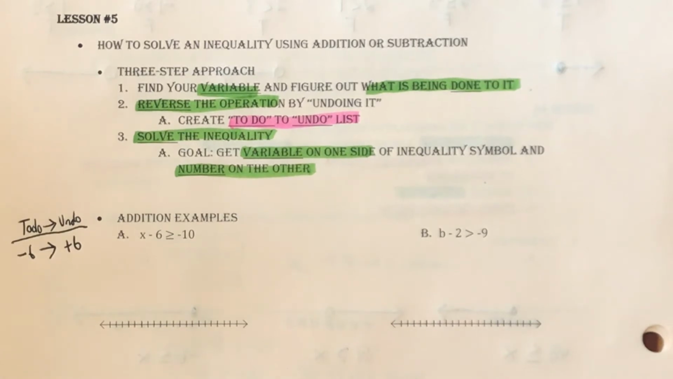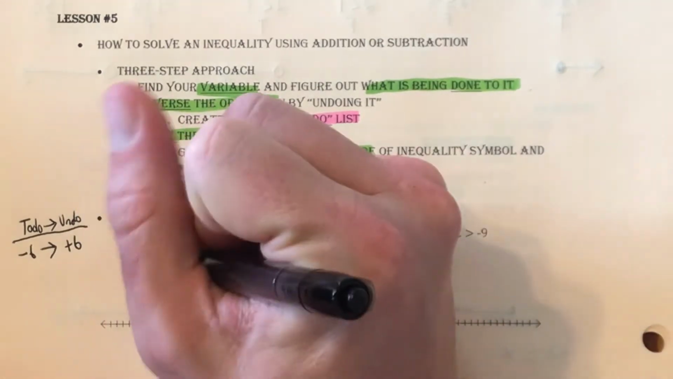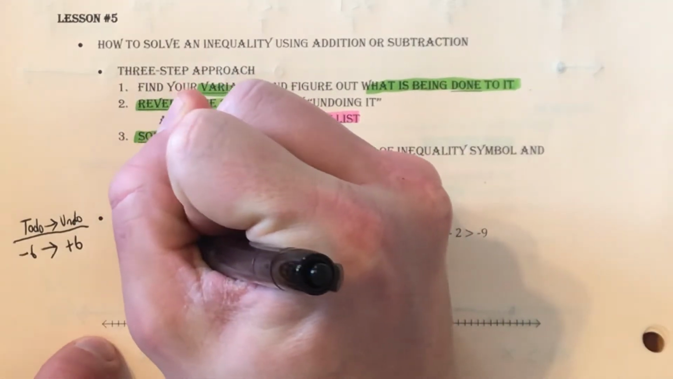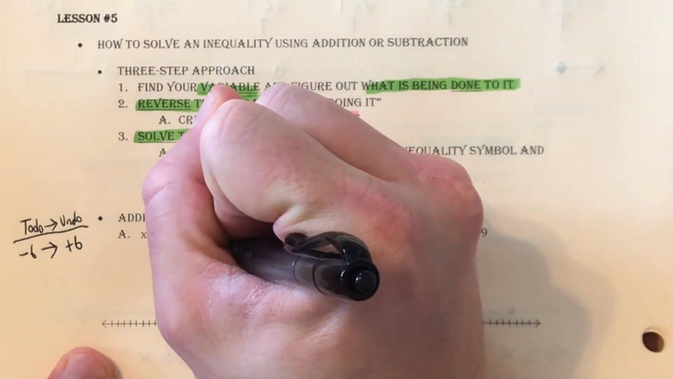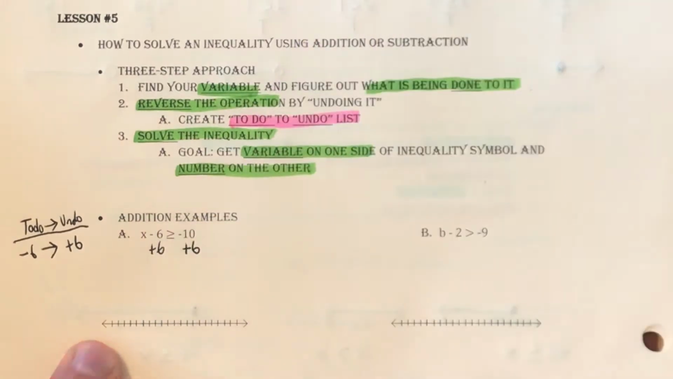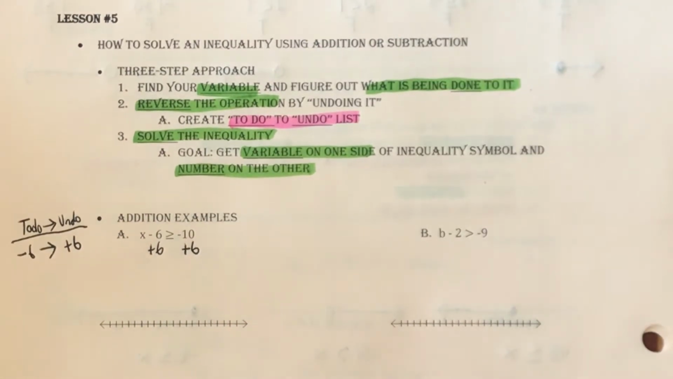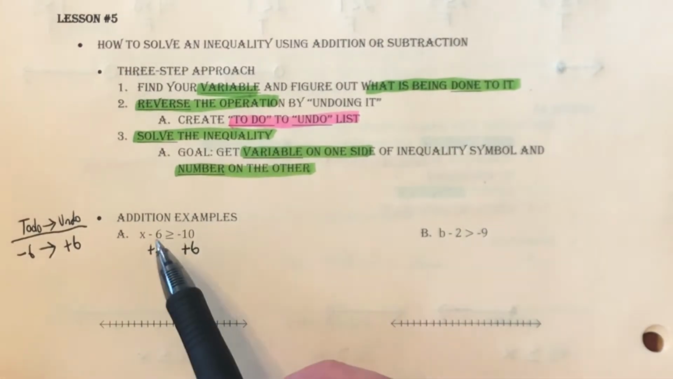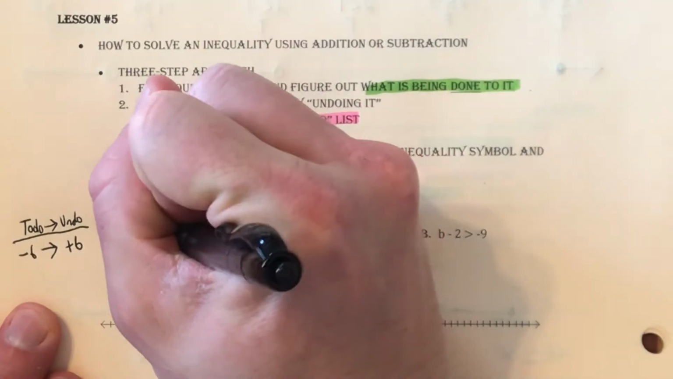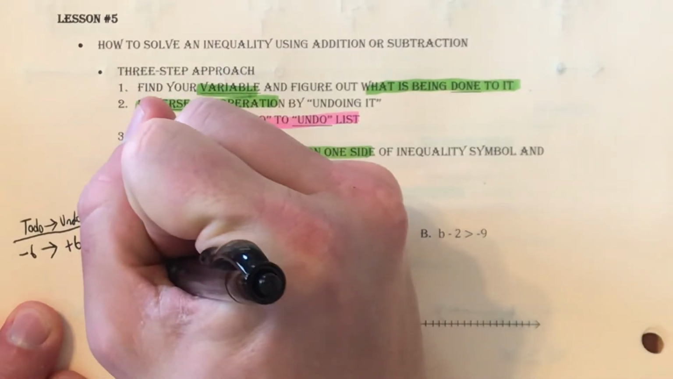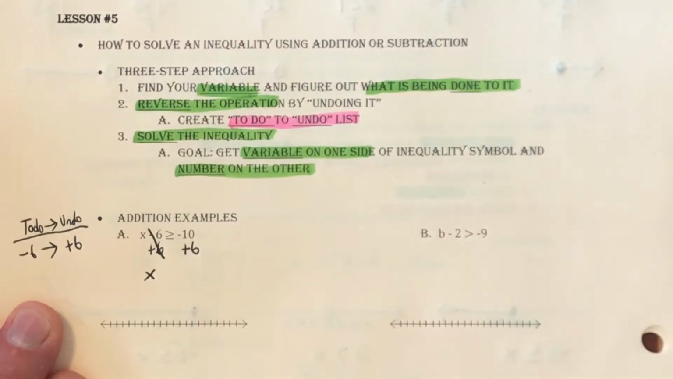So now I need to go in step 3, I need to actually solve the inequality. So I'm going to add 6, as I said right here, on both sides. So underneath where they were subtracting 6, I'm going to add 6. And then underneath the -10, I'm going to add 6. Now when I do that, I know that -6 and +6, those cancel out as they did before. And I'm left with just x on this side of the inequality symbol.